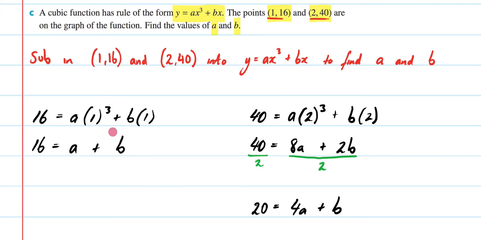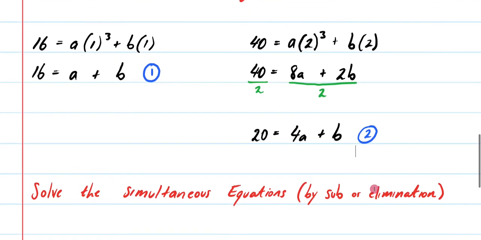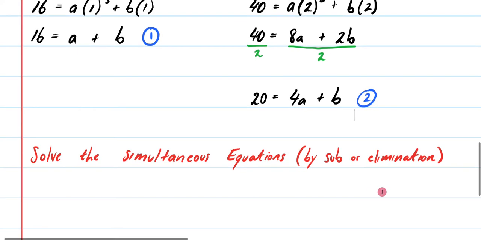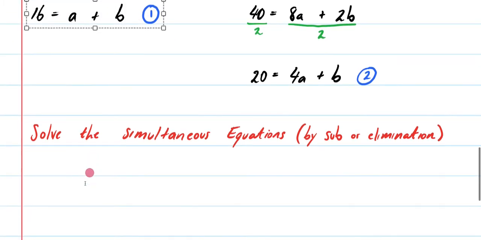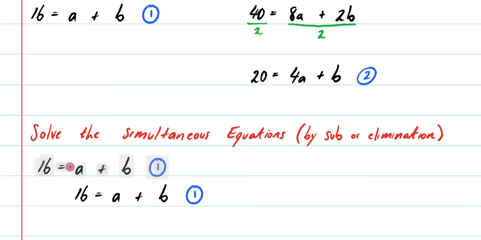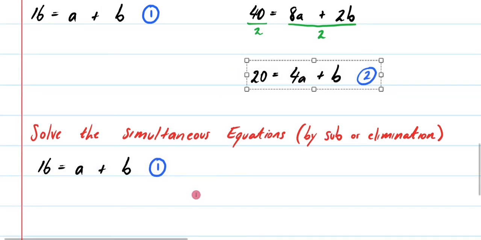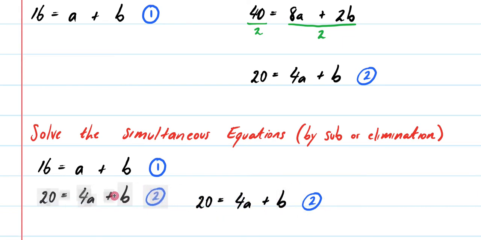Now, we are in the position where we have two equations. We have an equation here, and let's call this 1. And we have an equation over here. Let's call this 2. So what are we going to do with these? Well, you'd be right if you said solve the simultaneous equations by either substitution or elimination. So I'm actually going to copy and paste these through the power of technology. Perfect. So they're there now.